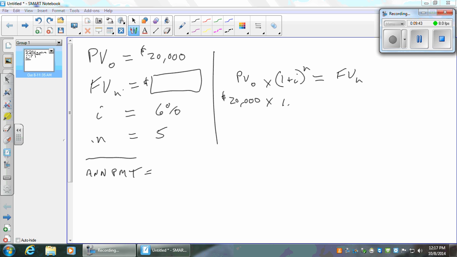So what is that going to be in this case? It's 1.06, because this is annual, right? So it's none of that semi-annual or quarterly or monthly stuff. And what's the number of periods, gang? 5. So you can calculate it with your calculator, 1.06 raised to the 5th. Or you can tell your calculator the present value is 20,000, the interest rate is 6, number of periods is 5, and then ask it to calculate the future value. Or you can look at the tables.